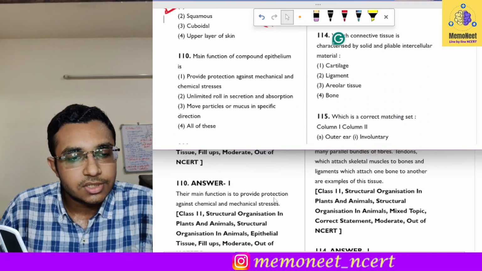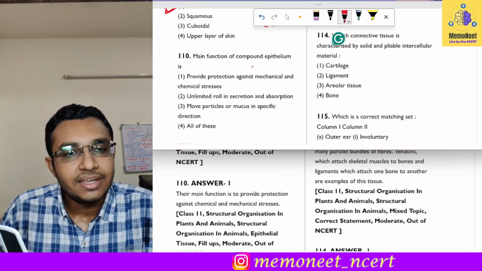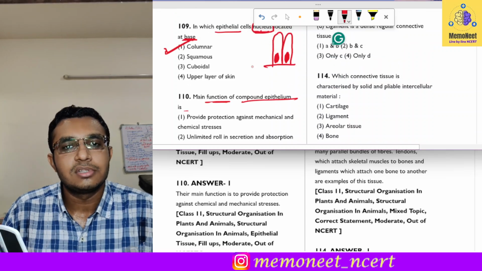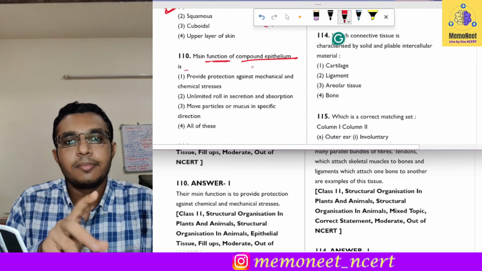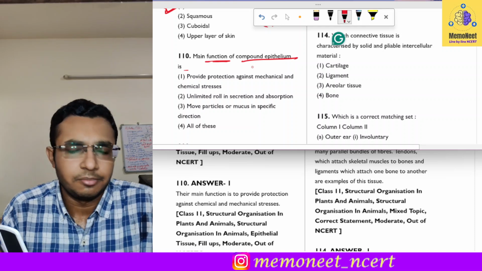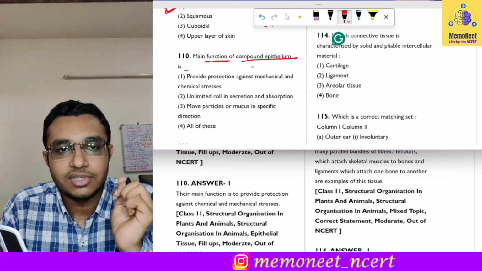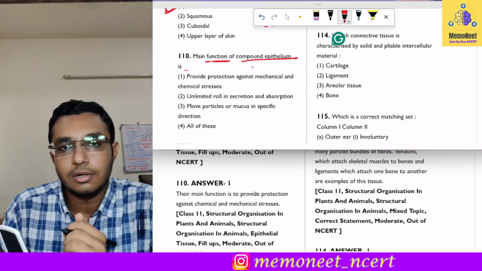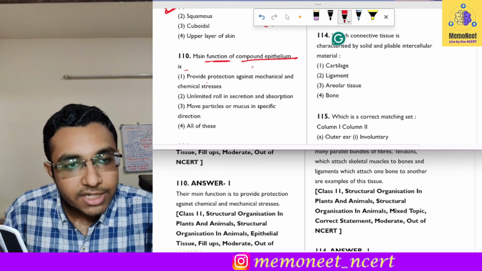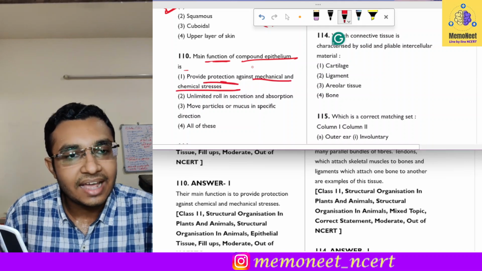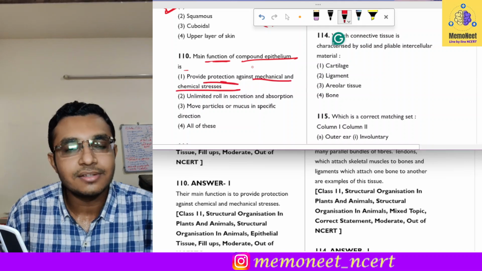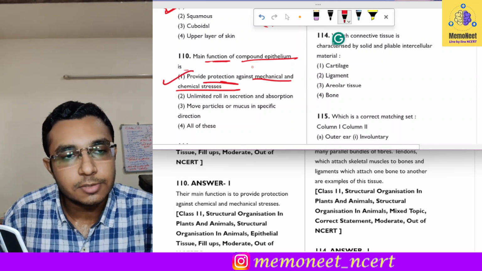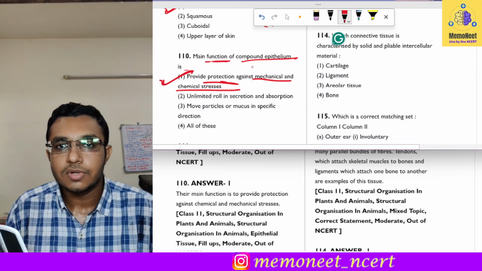Moving on to the next question, that is question number 110. It states that the main function of compound epithelium is, okay, now see, as we know, there are two types of epithelium, simple epithelium and compound epithelium. Simple epithelium means a single layer of cells, and compound epithelium means multi-layered epithelium. So what is the main function of compound epithelium? It provides protection against the mechanical and chemical stresses. Okay, so that is the function of the compound epithelium, that it protects the body. So its function is protection. Okay, so the correct answer of this question is option 1.